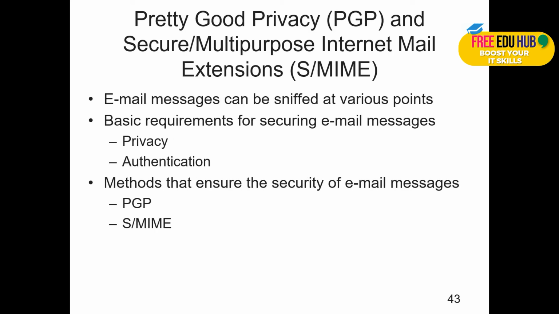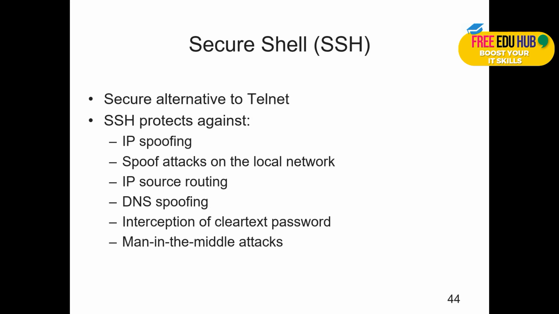Pretty Good Privacy, PGP, or Secure Multipurpose Internet Mail Extension, is for email messages, etc. The basic requirements for email are privacy and authentication, so your emails and authentication data are not being leaked out. The method that ensures the security of email is S/MIME, and Secure Shell is a secure alternative to Telnet. SSH protects you against IP spoofing, spoof attacks on the local network, IP source routing, DNS spoofing, interception of clear text, and man-in-the-middle attacks, which we call MITM as well.